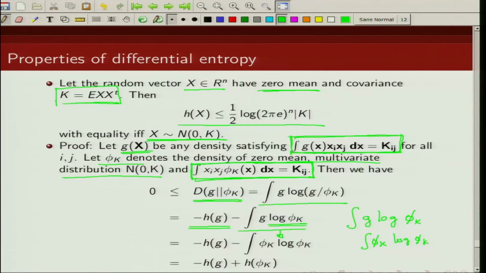Now this is nothing but plus the differential entropy of this 0 mean multivariate normal distribution. Now this divergence is greater than or equal to 0, that means h of phi K is greater than or equal to h of g. So in other words, it is the multivariate normal distributed random variable which will have the maximum differential entropy. So with this we will conclude our discussion on differential entropy.